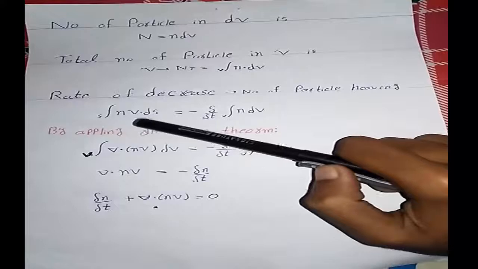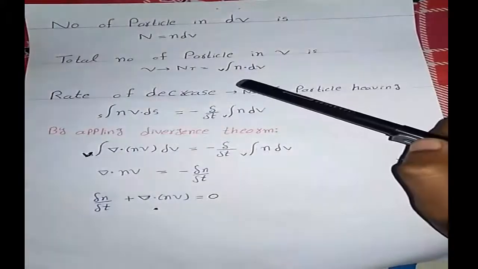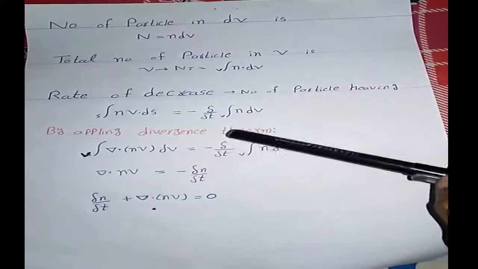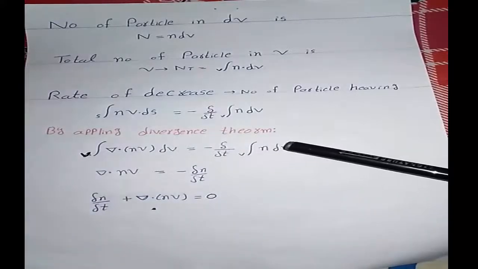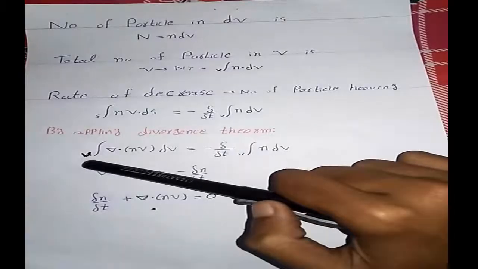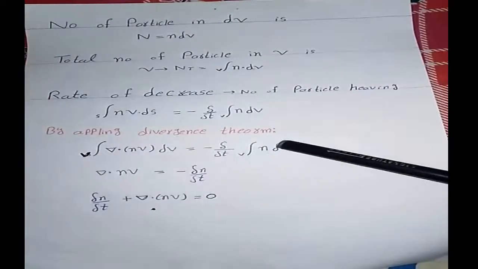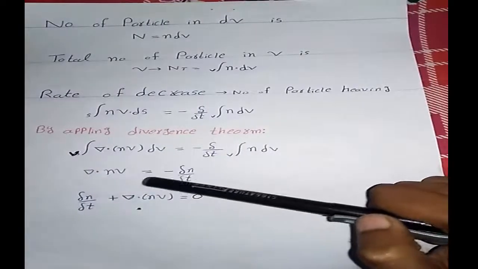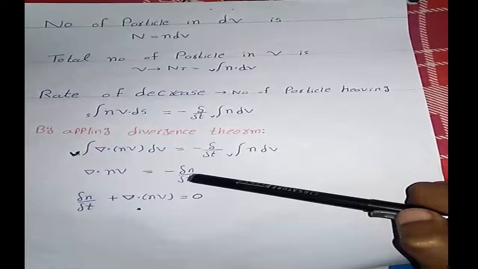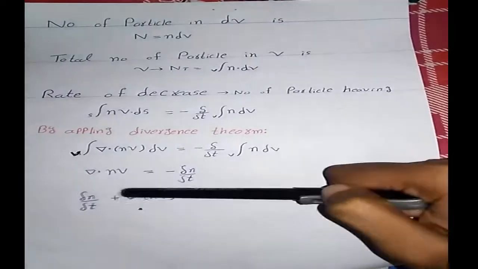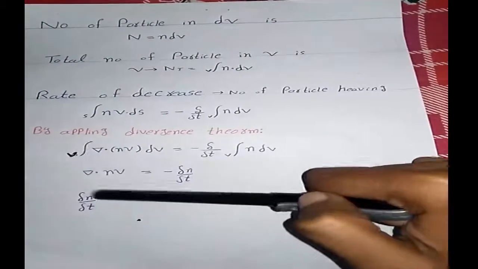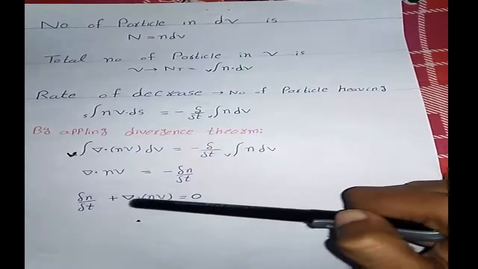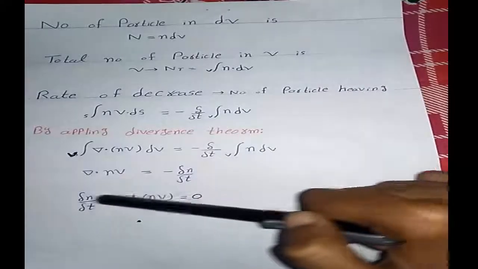By applying the divergence theorem to convert the surface integral into a volume integral, the integral over V of del dot Nv dV equals minus partial over partial t of the integral over V of n dV. Here both sides are volume integrals, so they cancel each other, and we have del dot Nv equals minus partial n over partial t. Moving the term to the other side, the equation of continuity is partial n over partial t plus del dot Nv equals 0. This is the equation of continuity.